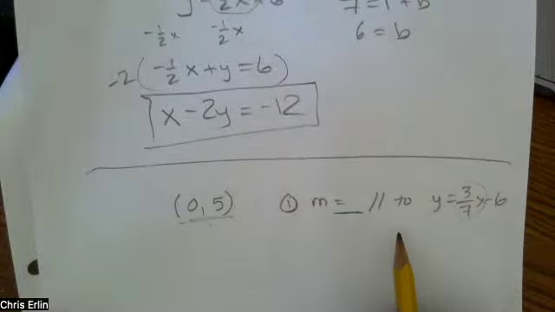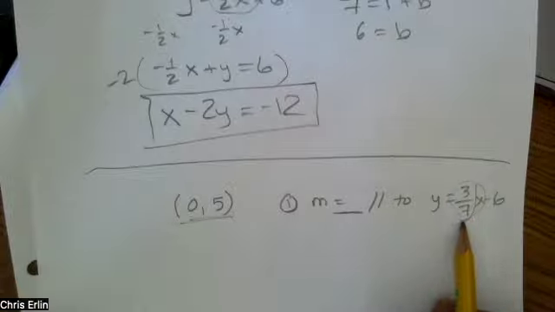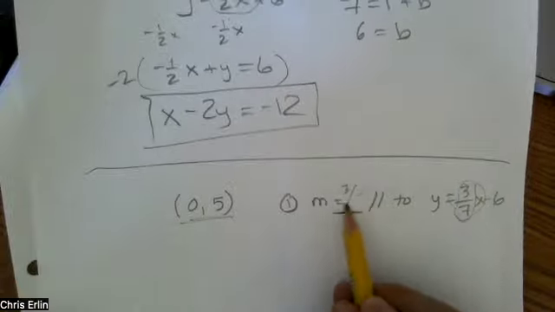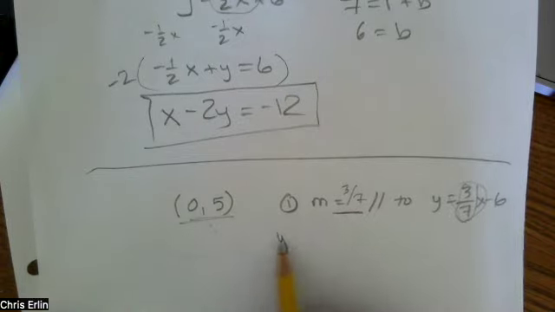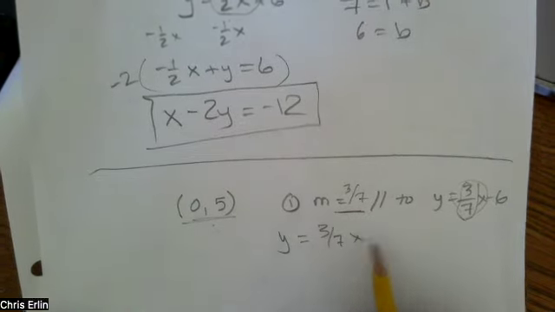Well, parallel means the same slope. So if this slope is 3/7, then the slope I'm looking for is the same slope, 3/7. So I could write that as y equals 3/7 x plus 5.